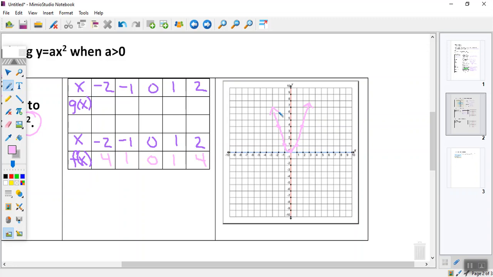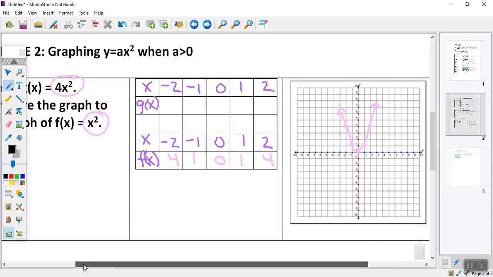Now guys, let's talk about what happens when we start throwing a values out in front. All right? G of x is not x squared, but rather it is what here?